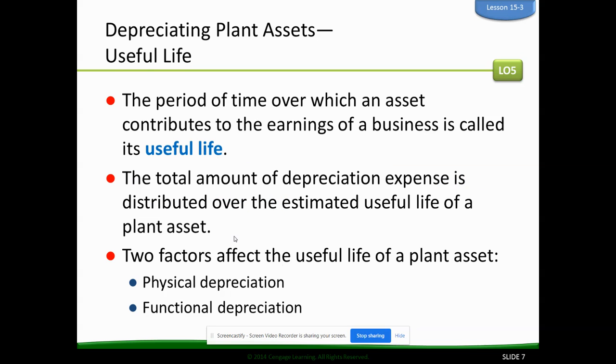The period of time over which an asset contributes to the earnings of a business is called its useful life. The total amount of depreciation expense is distributed over the estimated useful life of a plant asset. Two factors affect the useful life of a plant asset: physical depreciation and functional depreciation. So physical is actually, will it hold up that long? Functional is, will it still do its intended purpose, or are there new technologies that will make it better and easier, those types of things.